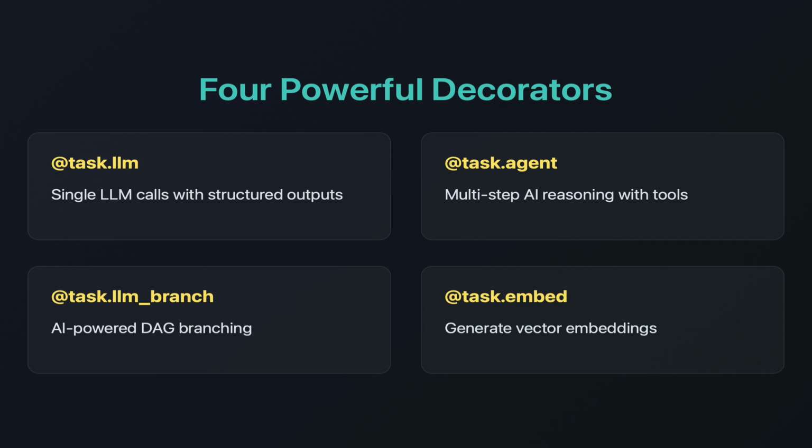Also, you have the Task LLM branch. I love that one because this gives you AI-powered DAG branching. You can let AI decide your workflow's path, which is super powerful. And finally, Task Embed for generating vector embeddings, essential for RAG applications.